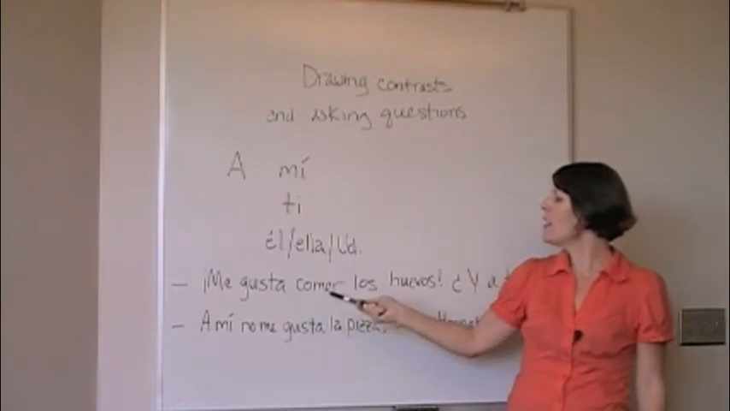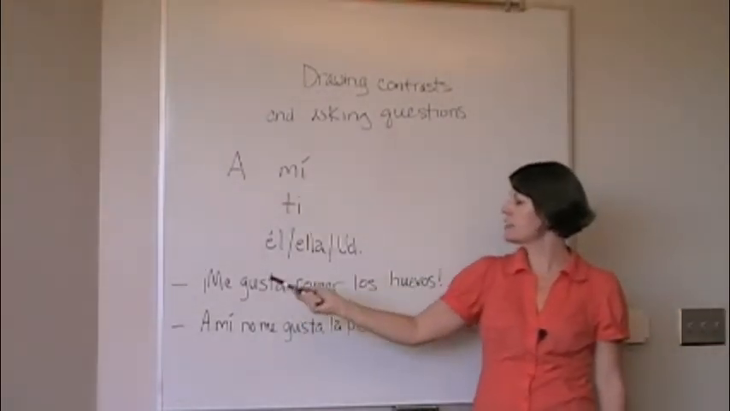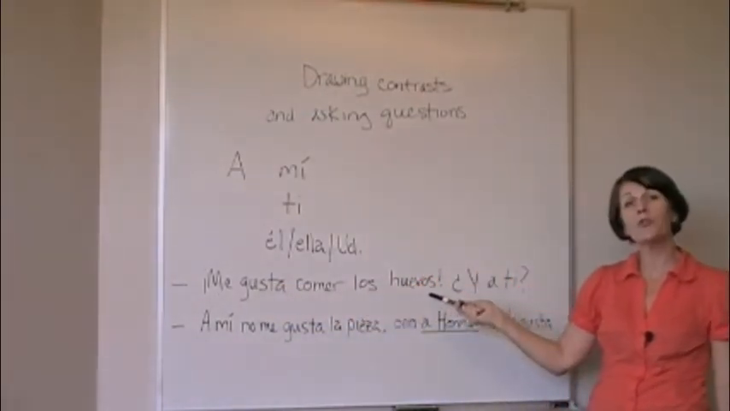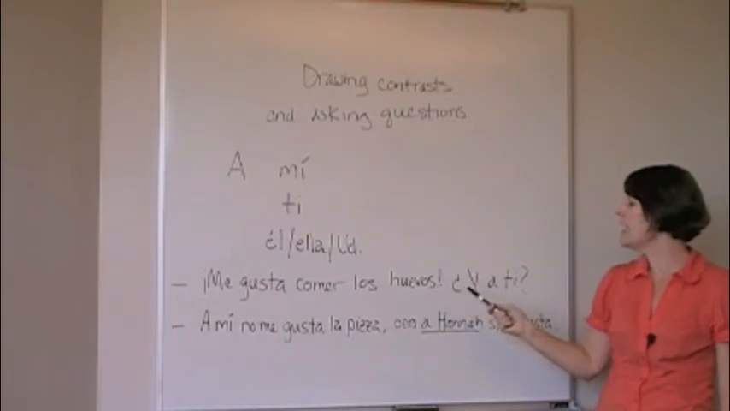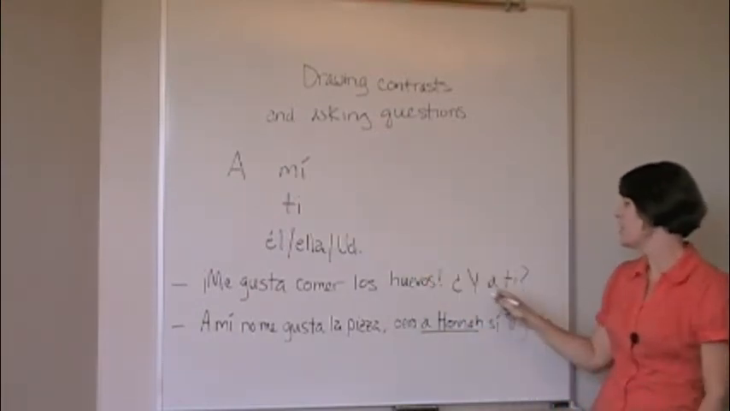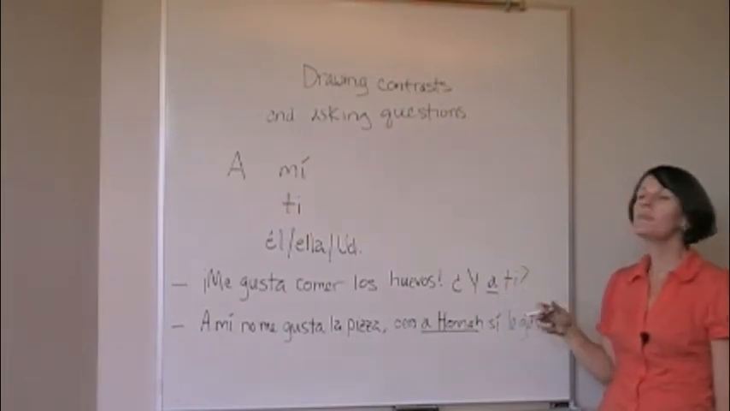Me gusta comer los huevos. Okay? Eating eggs is pleasing to me. Me gusta comer los huevos. And if you wanted to ask your friend if they agreed, you would say, y a ti. So here's the preposition a. It's absolutely necessary. And the pronoun ti.